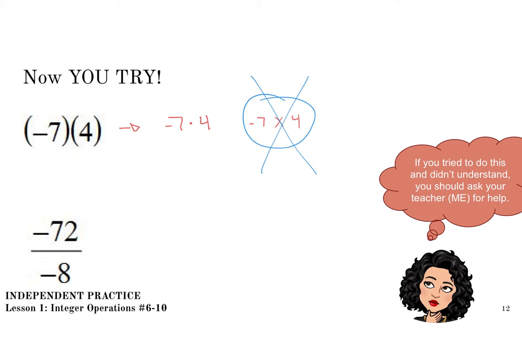So this means multiplication. So we multiply like normal. So we get 28. And then because they are different signs, it will produce a negative answer. Again, remember fractions are division. So 72 divided by 8 is 9. Because they are both negative, the same sign, it will produce a positive answer.